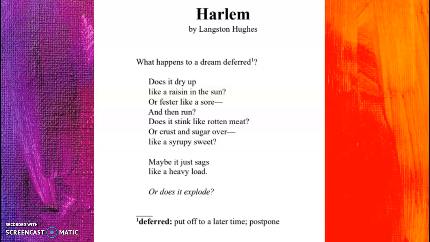And the meaning of deferred is to put off to a later time or postpone. So this poem packs a heavy punch. Let's go through it step by step and answer those questions to help us better understand.